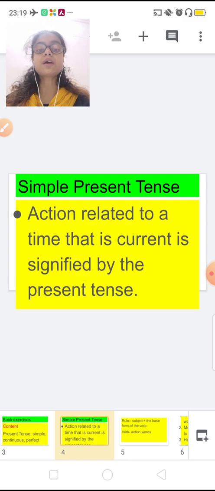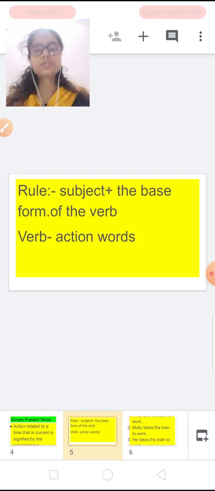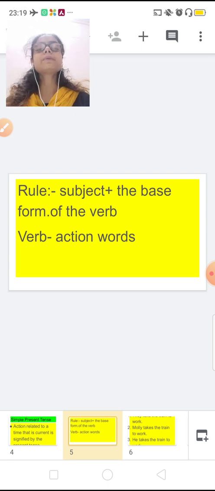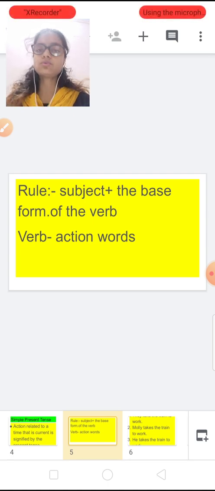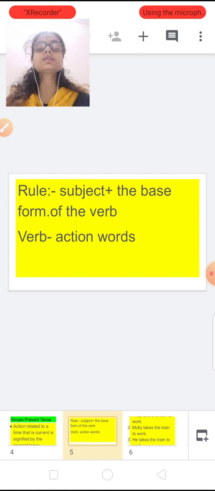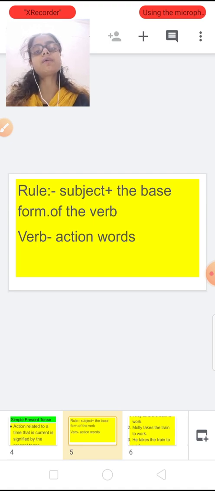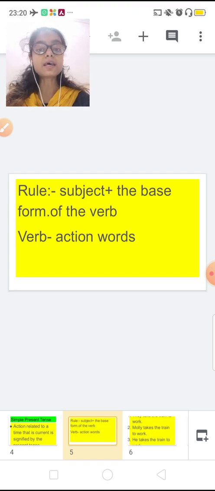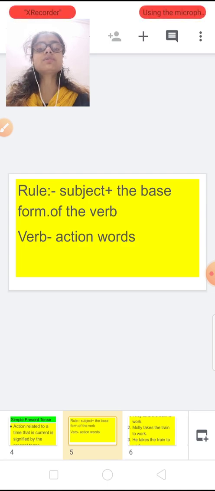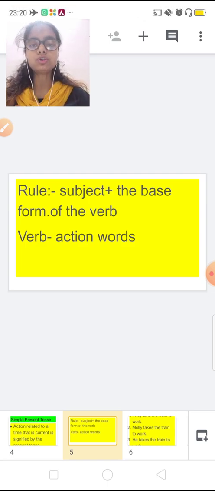Now you will see how we are using it. First of all, I am going to tell you the rule of the simple present tense. Subject, everybody knows about the subject. We have covered this topic, subject and predicate. The second thing is the base form of a verb. Now what is a verb? Yes, verbs are action words. Now I'm going to write some action words so it will remind you about the verb.